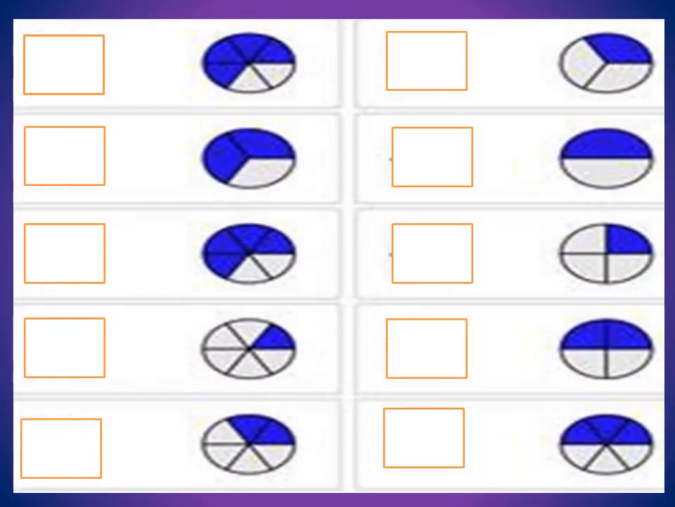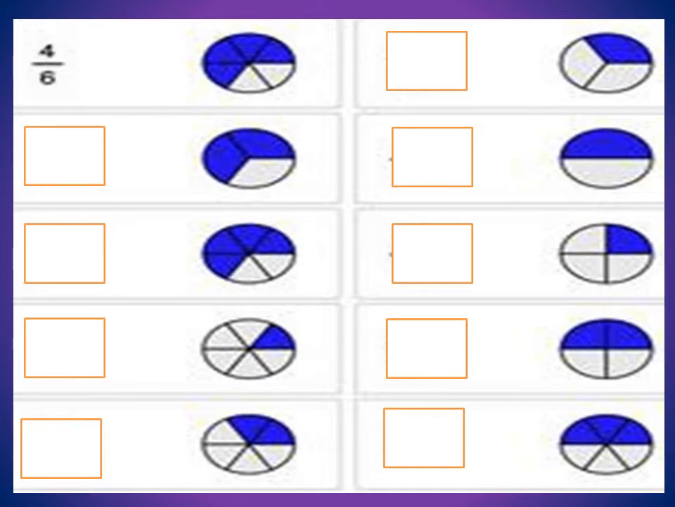Now we are going to write the fractions for these given circles. Now the first one. So here the circle is divided into 6 equal parts and only 4 are shaded. So the answer will be 4 upon 6, because the shaded part will come on top, that is the numerator, and in the denominator the total number of equal parts, that is 6.